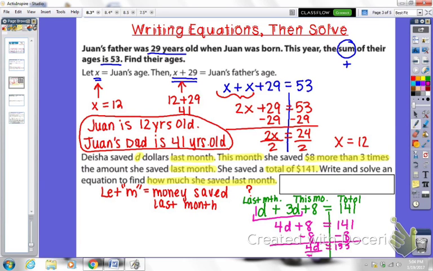Divide both sides by a 4. And you get D is equal to $33.25. So how much money did she save last month? She saved $33.25 last month.